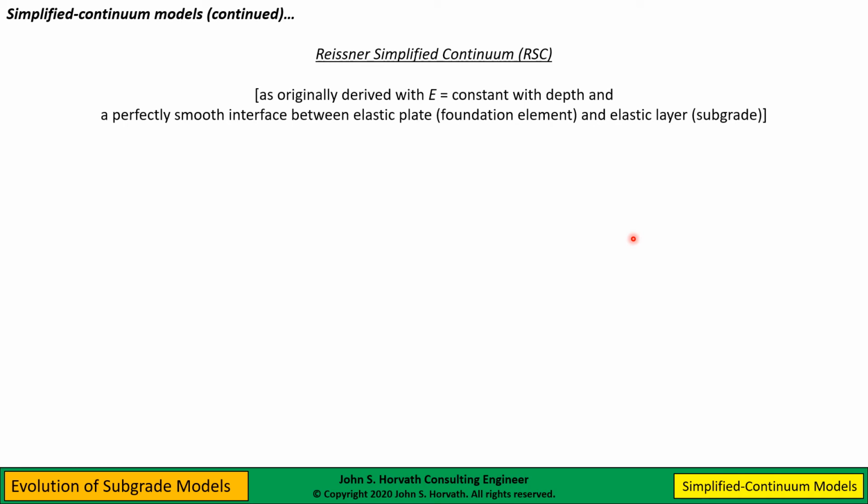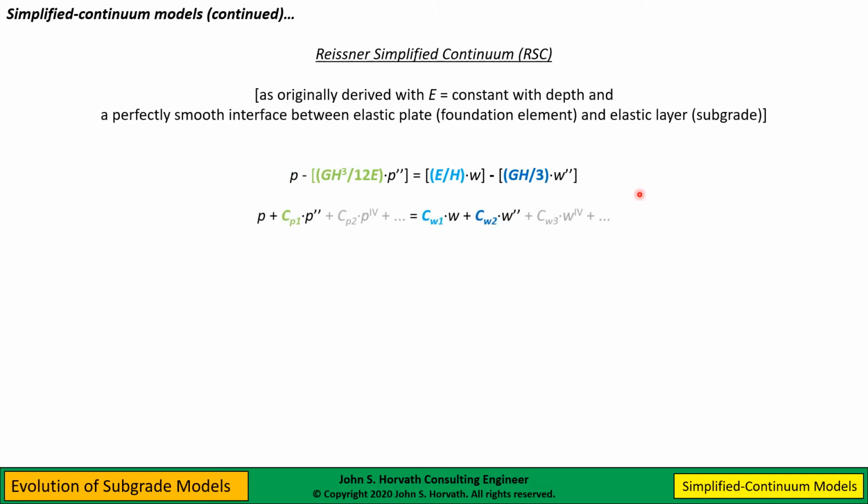First, look at Reissner's original, with Young's modulus constant with depth and a perfectly smooth interface between a foundation element and elastic layer. This is the resulting differential equation. If we compare this to the Poisson solution, we see that essentially this is the same as retaining or having two parameters on each side of the equation. So we do have inherent spring coupling, if you will, built into this simplified continuum by virtue of these higher order parameters.